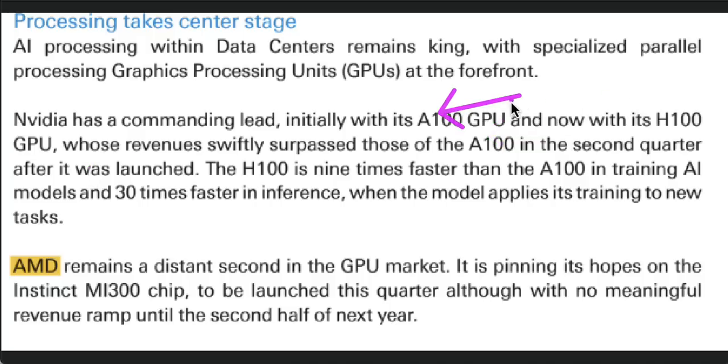In other words, this was their lead. This one is now better than this one, and it's doing more in revenues than they thought. It's 9 times faster than the A100 for AI models and 30 times faster in inference, when the model applies training to new tasks. AMD remains a distant second in the GPU market. It's pinning its hopes on the MI300 chip, which will be launched this quarter, although with no meaningful revenue ramp until the second half of next year.